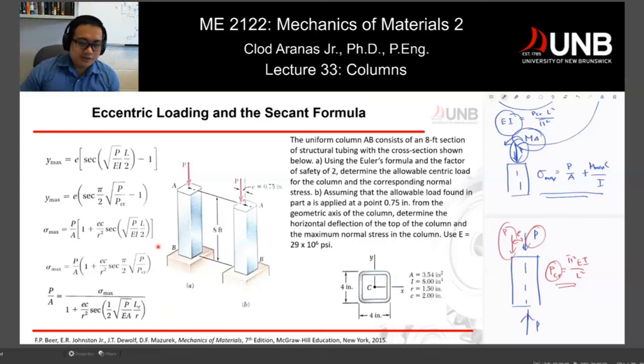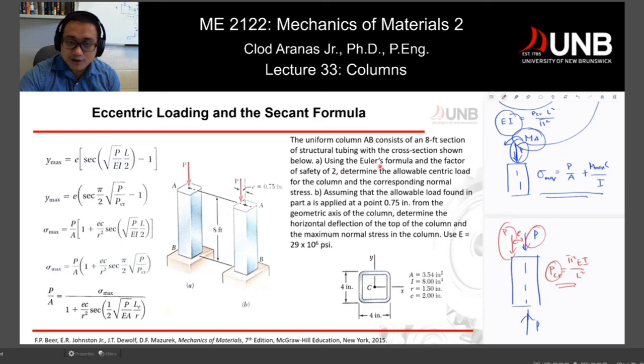So now let's read the problem. The uniform column AB is an 8-foot section of structural tubing. If you check this cross-sectional area, it looks rectangular here, but really you have a tubing which has the following shape. And the beauty of having this complicated shape is sometimes you're given all the numbers. So the area is right here, the moment of inertia, radius of gyration, the section width, half of the section width, sorry, that should be half of the section width.